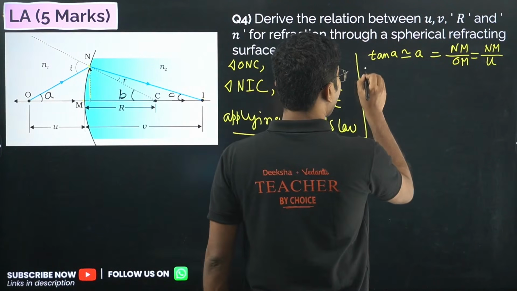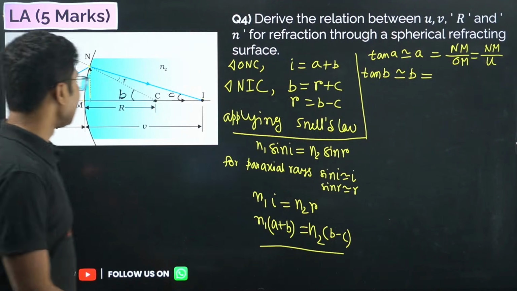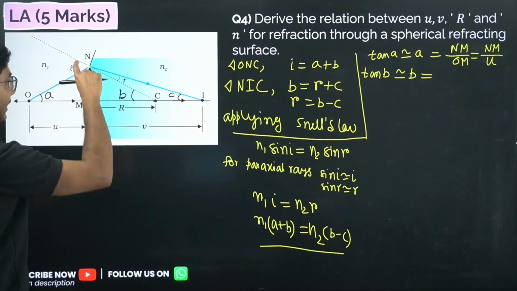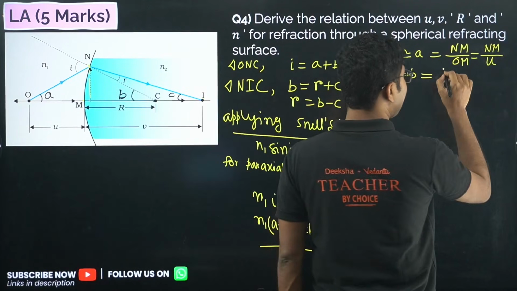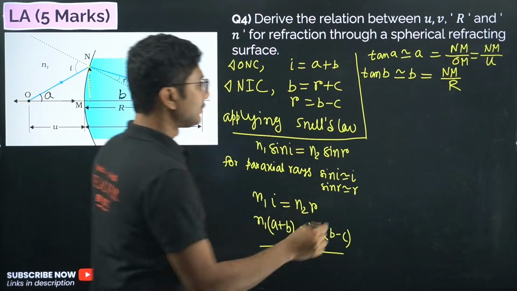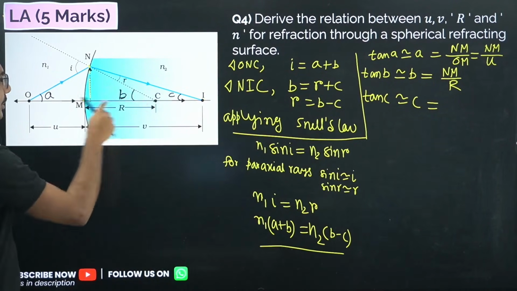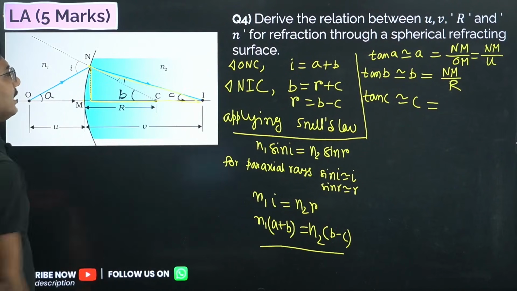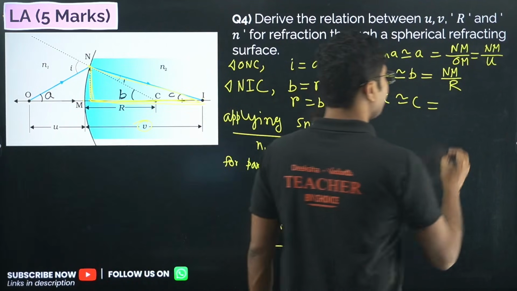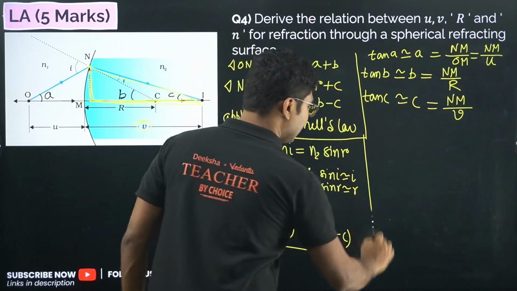Next we will go to tan B. Tan B nearly equals B. Again we take this triangle, and this is the radius of curvature R for this surface, so it will be NM divided by R. Next we take tan C. Tan C nearly equals C, and again we take this triangle: tan C is given by NM divided by this, which is our image distance V. So it will be NM divided by V. Now we will put these values over here and simplify. That is the step that is left.